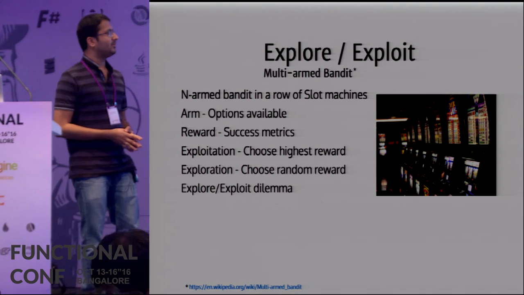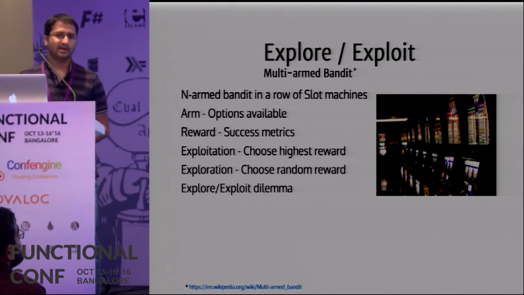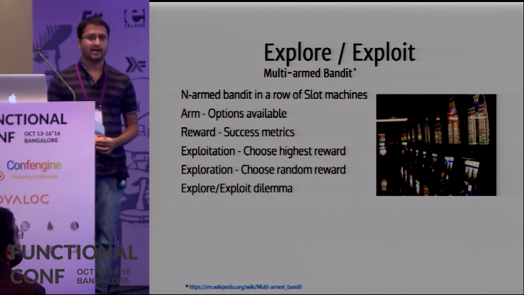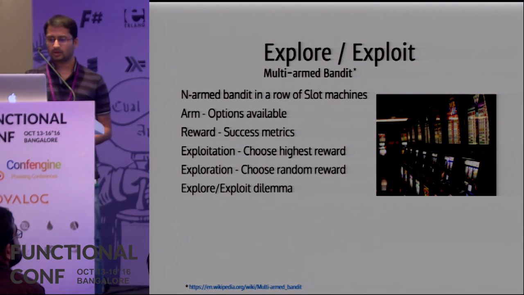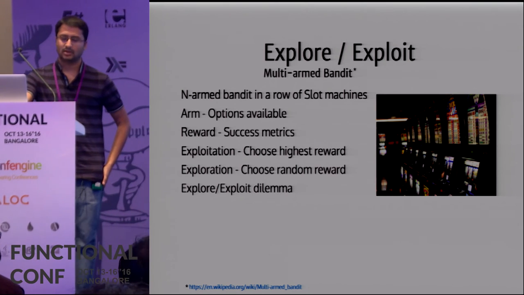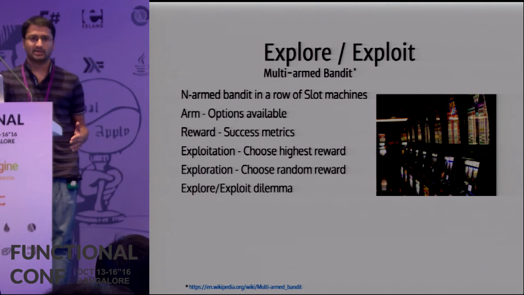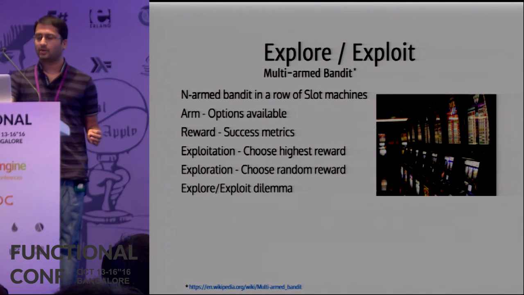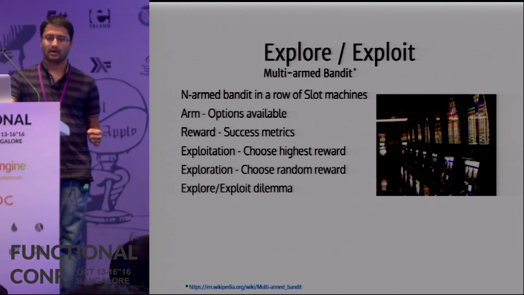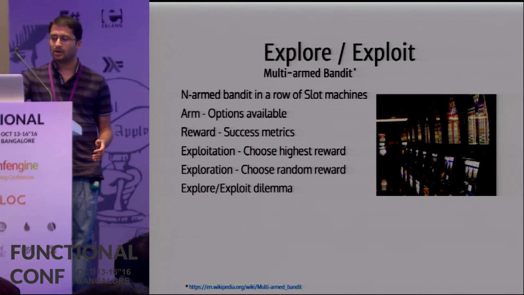Another interesting problem in ad selection is the explore or exploit problem. The canonical name for this kind of problem is the multi-armed bandit problem. Imagine you're a gambler in Las Vegas and you have N arms and there are N slot machines. Each arm corresponds to the number of options that you have available every time you decide to play. And each slot machine comes with a reward, and the reward is a probability distribution of how much money you can expect to make.